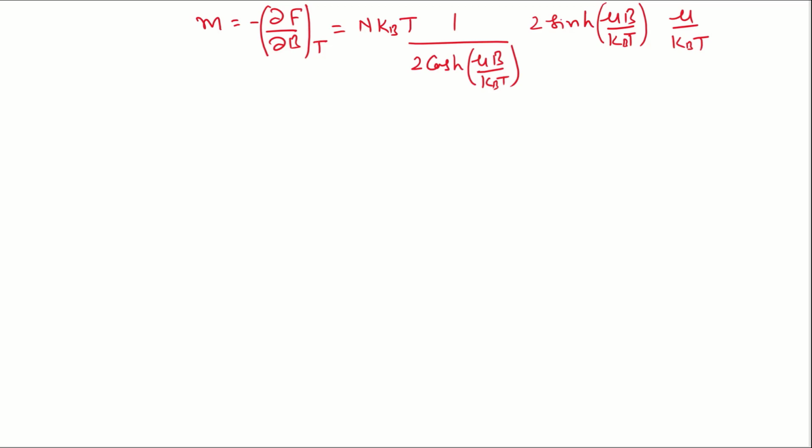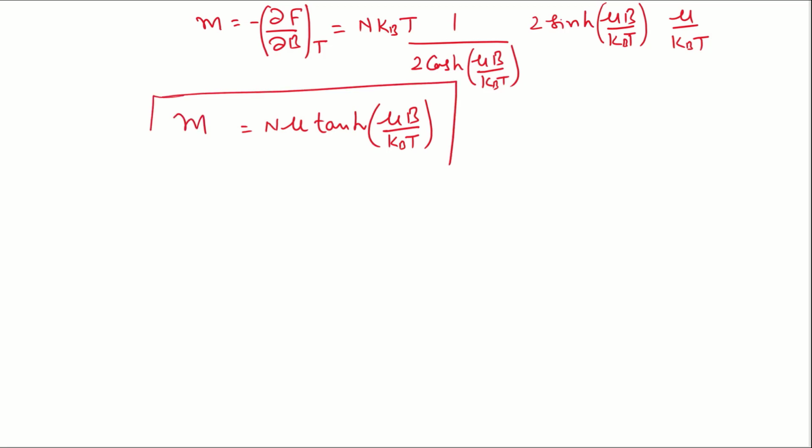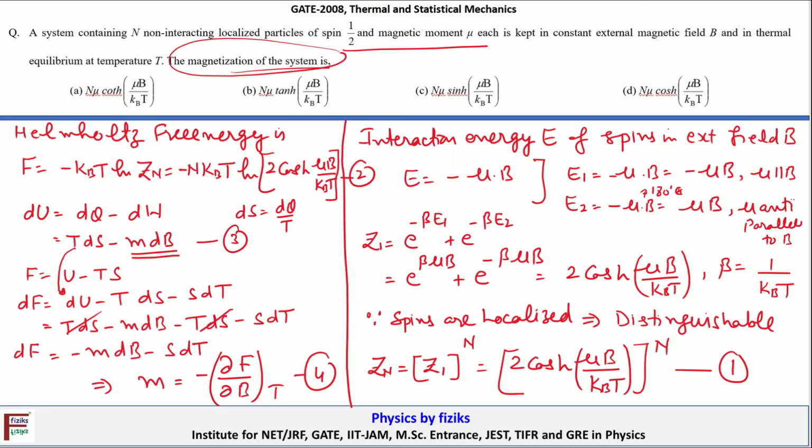So this is equal to N mu tanh(mu B upon k_B T). That's the net magnetization of the system. Let's see which option matches the result. Therefore N mu tanh(mu B upon k_B T), so option B is the correct option here.